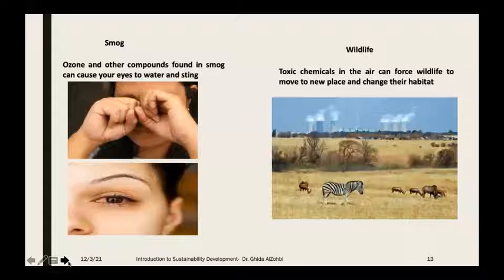Moreover, air pollution can cause smog, so ozone and other compounds found in smoke can cause your eyes to water and sting. In addition, air pollution can affect wildlife because toxic chemicals in the air can force wildlife to move to a new place and change their habitat.